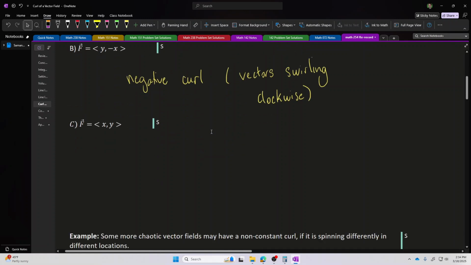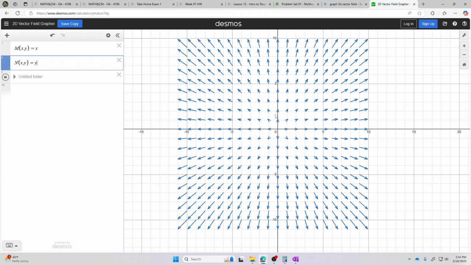Now let's have a look at this final vector field, where the vector at position x, y also has the formula x, y. We can see that there is essentially no swirling motion whatsoever. Instead, all the vectors are just blooming outward from this central location. They're being pushed outward from the origin. So this would be a vector field that has no circulation at all, and therefore a vector field that has zero curl.